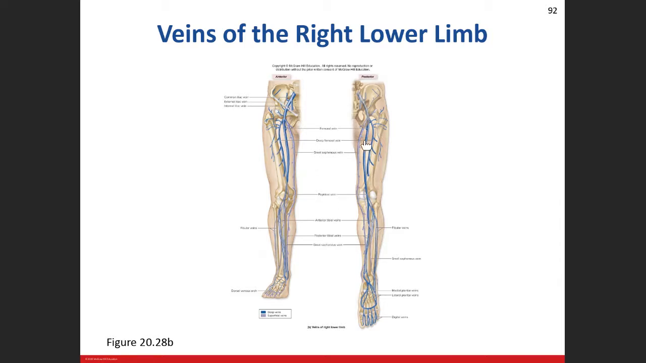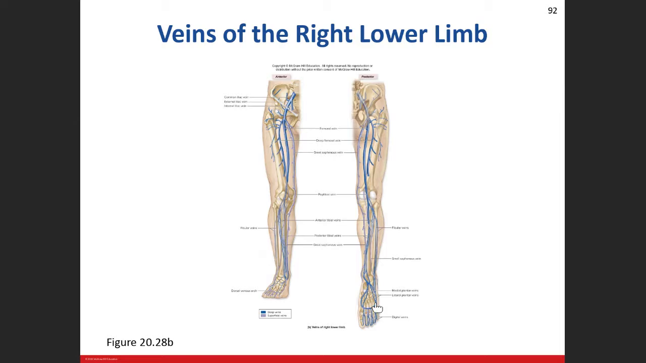So if you look here, you can see here's the great saphenous vein, right on the medial portion of your thigh and leg. Great saphenous runs that entire length down here. Then you have your dorsal venous arch. The dorsal venous arch is going to drain into the small saphenous and the great saphenous.